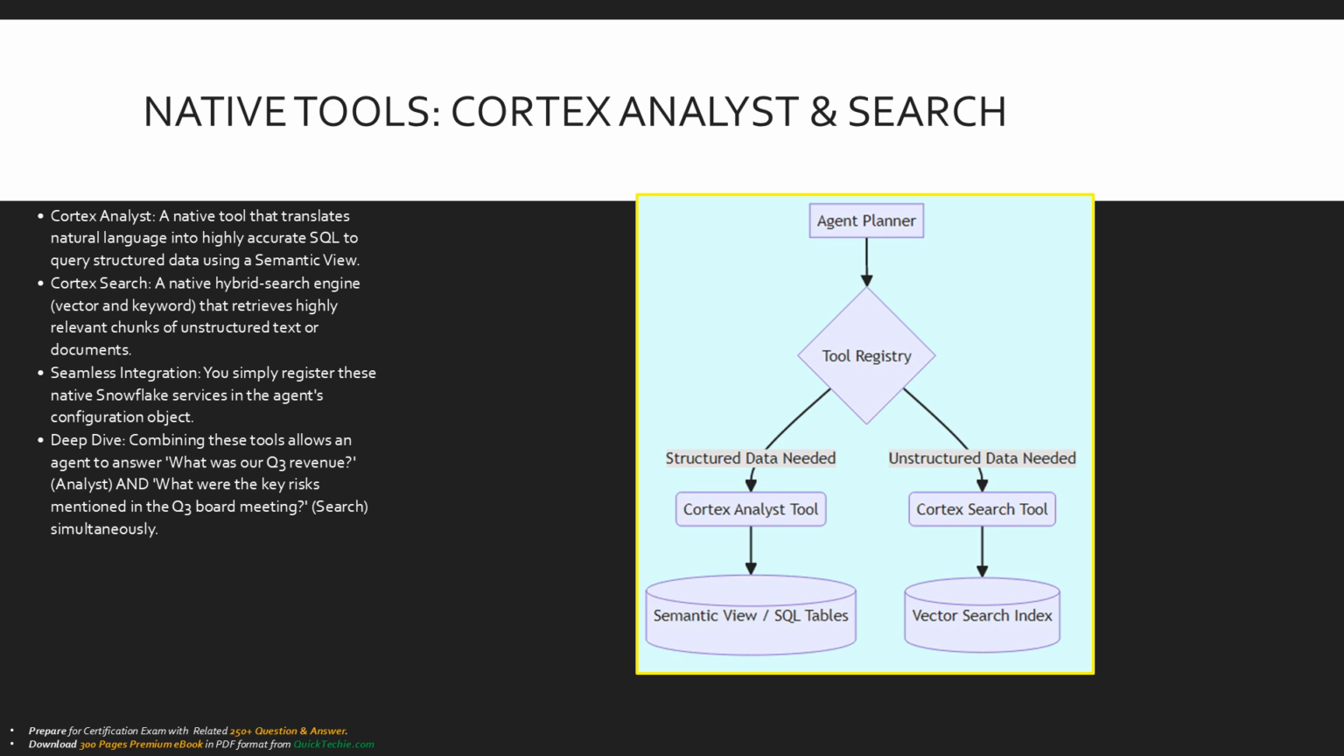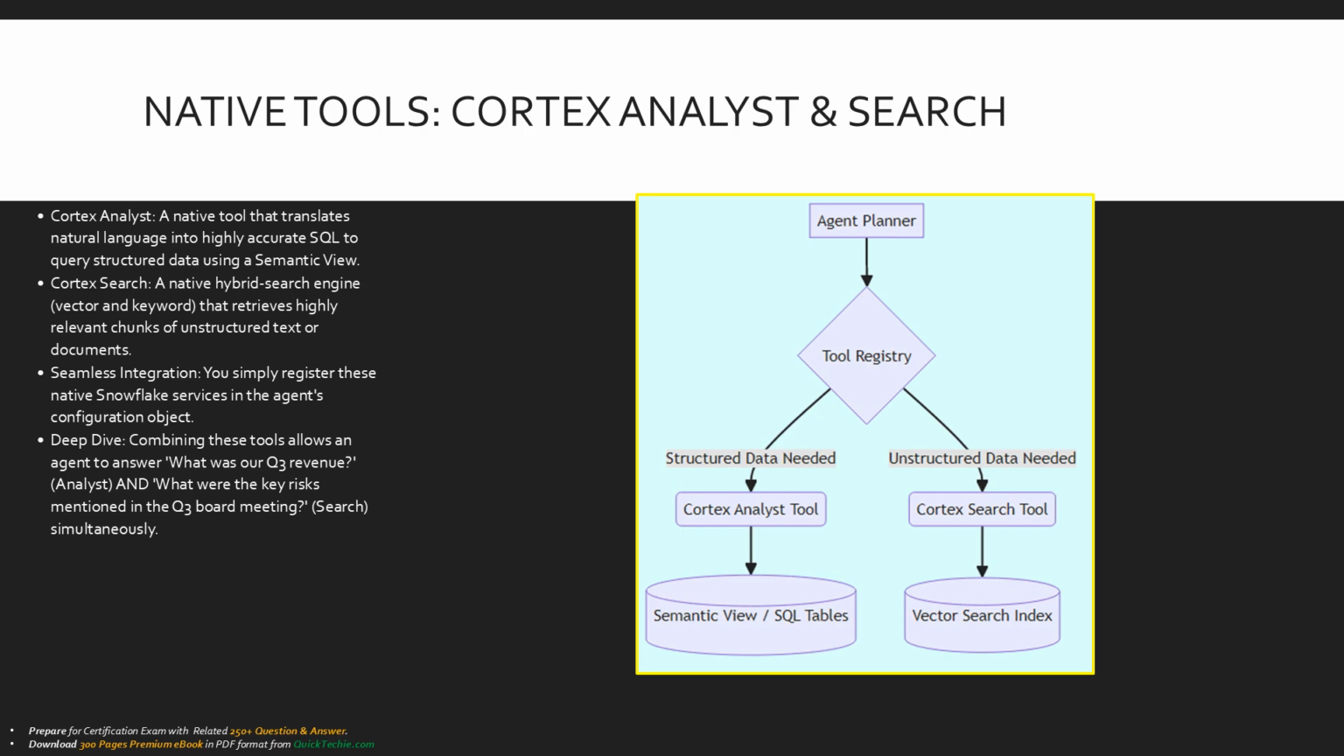Second is Cortex Search. This is a fully managed retrieval engine that uses vector embeddings to search through unstructured text, like PDFs or transcripts. The magic happens when you give the agent access to both. The agent can seamlessly handle a user asking for Q3 revenue figures, which routes to Analyst, and simultaneously asking for qualitative summaries from the Q3 board meeting notes, which routes to Search. The integration is flawless and requires no manual data movement.